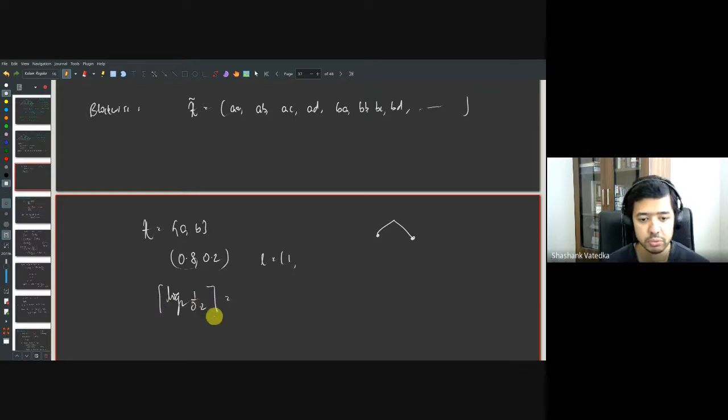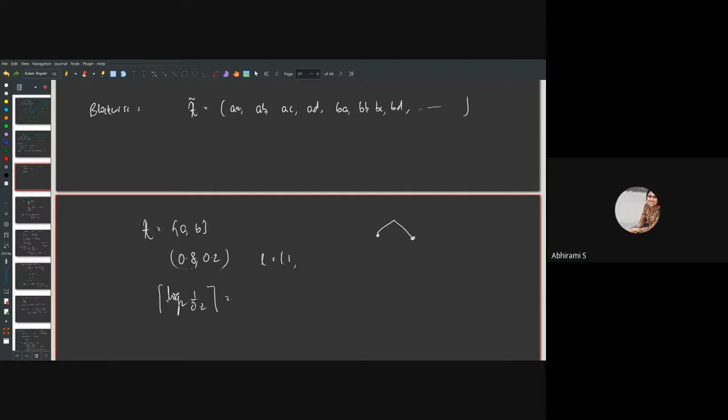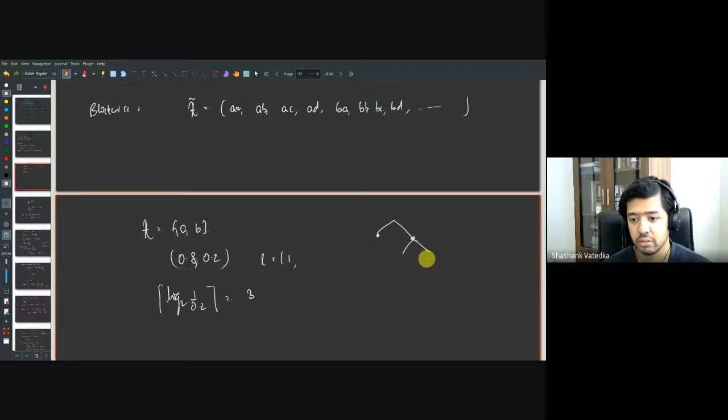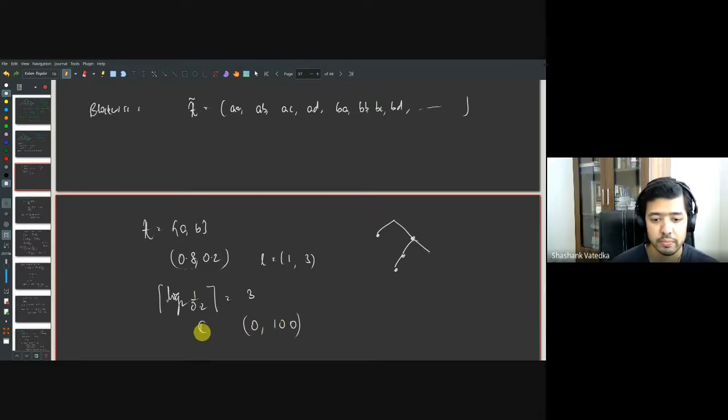What is this equal to? So 2.32, so C is 3. Fine. So it's going to be 3. So the code words are going to be, say, 0 and 100. So this is going to be the code.